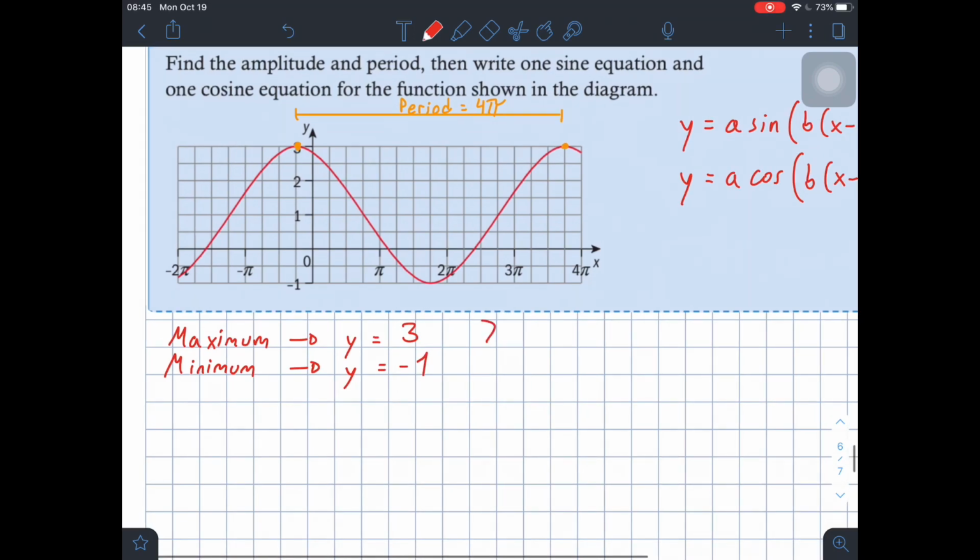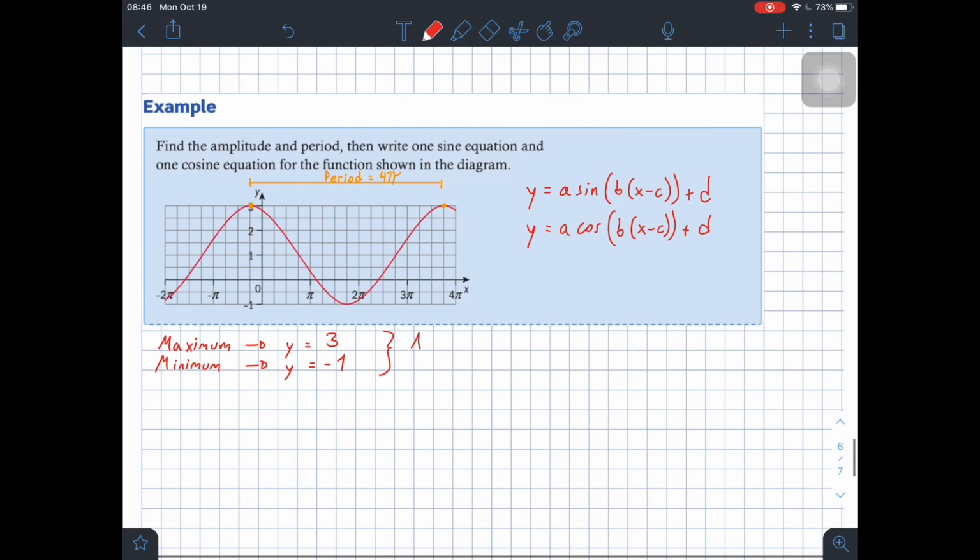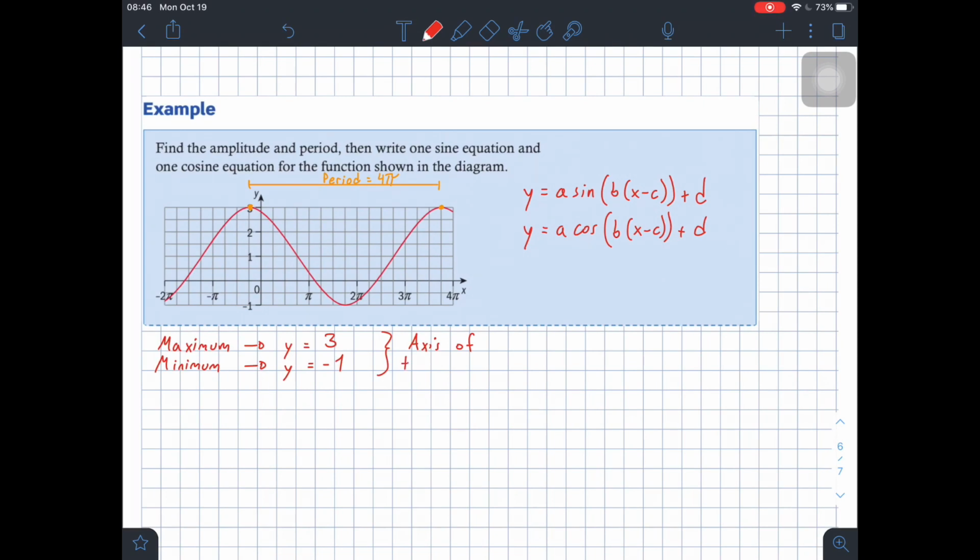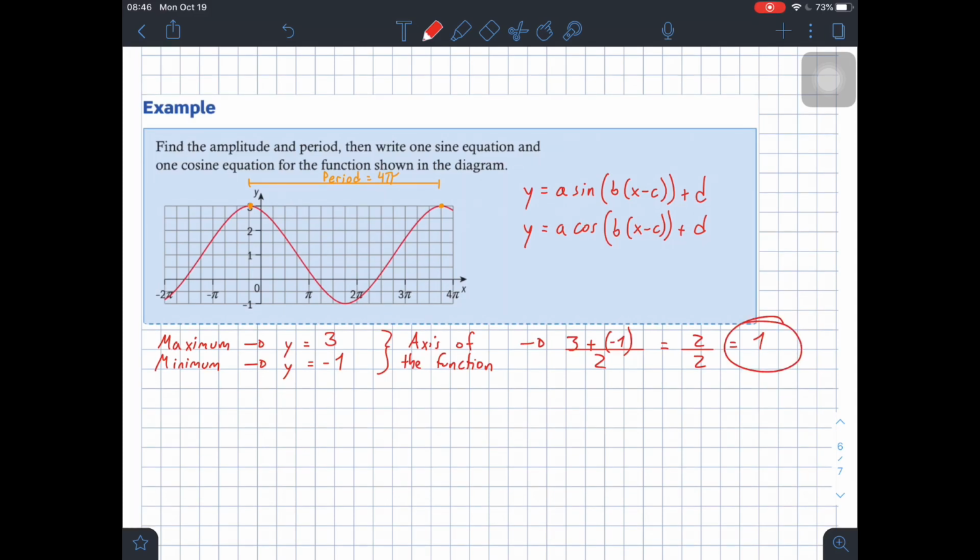So with these two pieces of information, we can find the axis of the function by finding the average between these two values. So it's (3 plus -1) divided by 2. This is the average value between both. This is 2 divided by 2, and this is equal to 1. If this is the axis of the function, it means that the value of D of this function should be equal to 1, okay? So here we have one important thing already, the value of D.